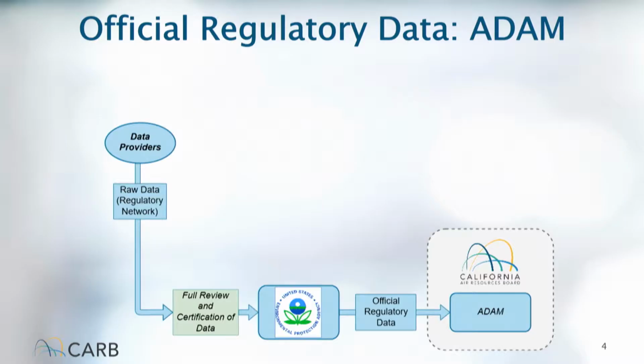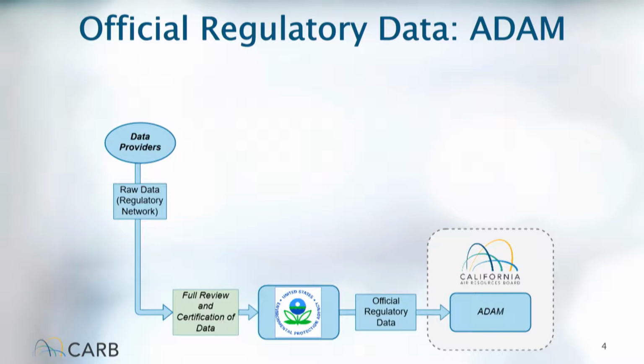The raw data collected at these air monitoring sites is then fully reviewed and certified as correct by the data providers. And this really rigorous process that is outlined by the EPA's rules can take on the order of several months to complete, so it's a really involved process. So as I mentioned, there's kind of a delay just due to the nature of this official quality data from when it's collected to when it is deemed official data.